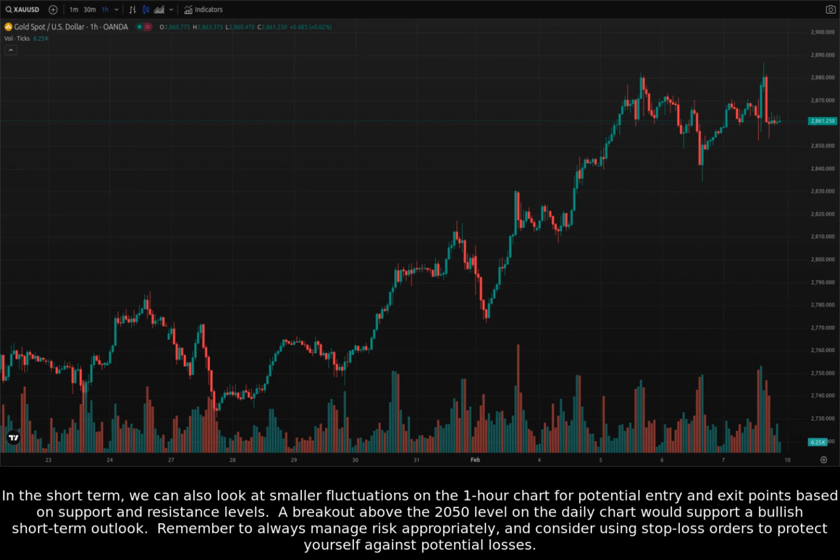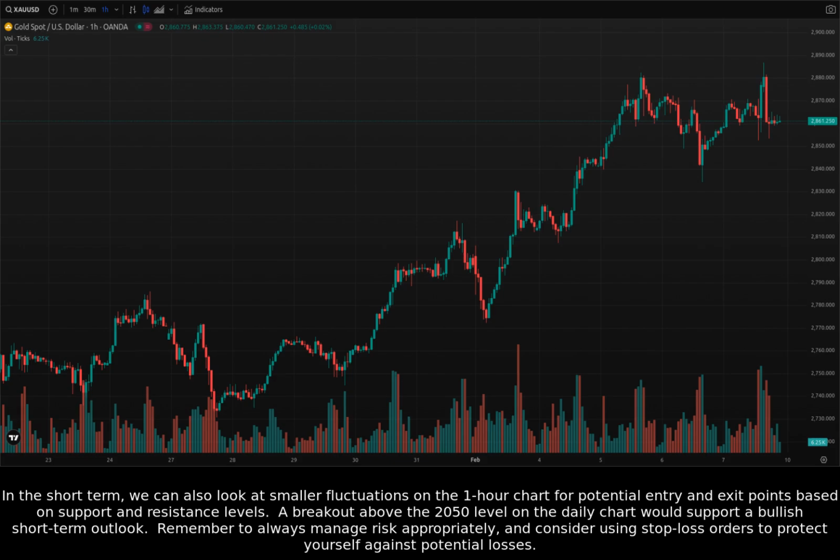In the short term, we can also look at smaller fluctuations on the 1-hour chart for potential entry and exit points based on support and resistance levels. A breakout above the 2050 level on the daily chart would support a bullish short-term outlook.